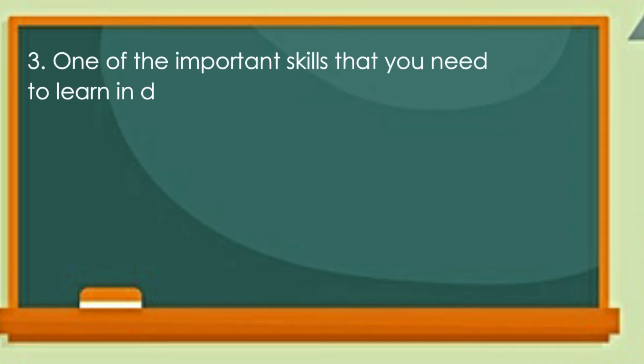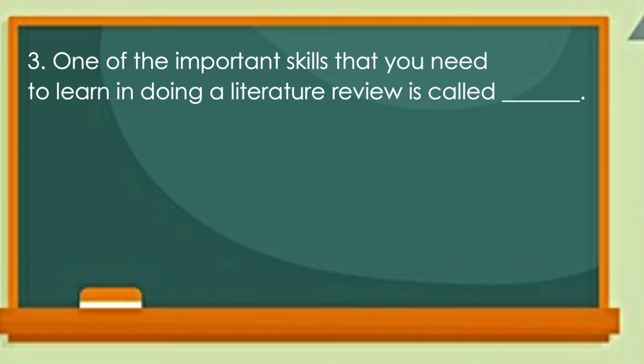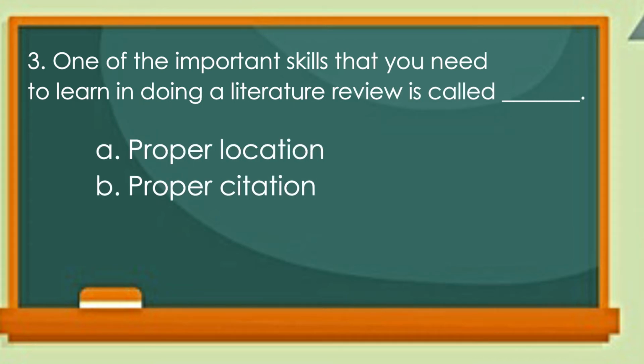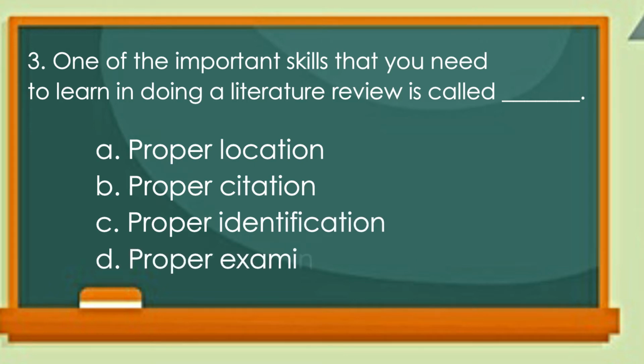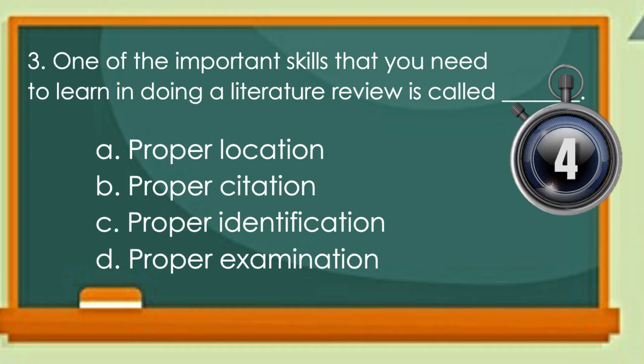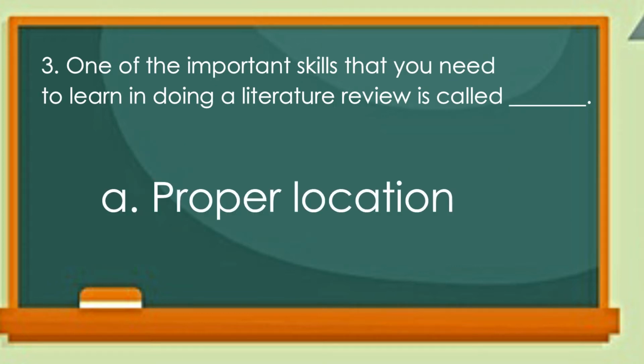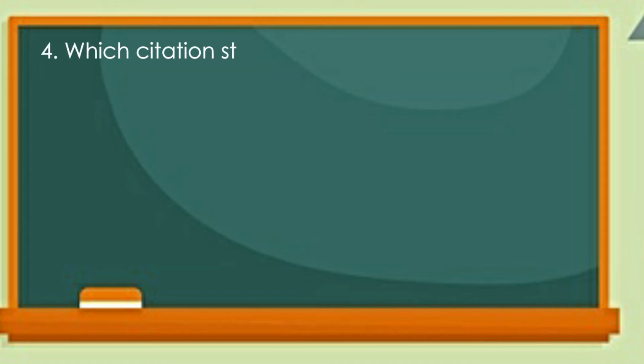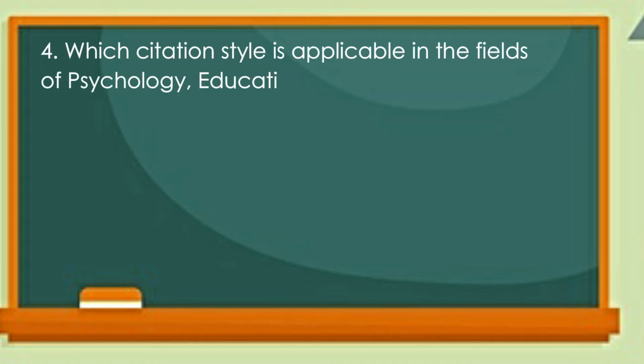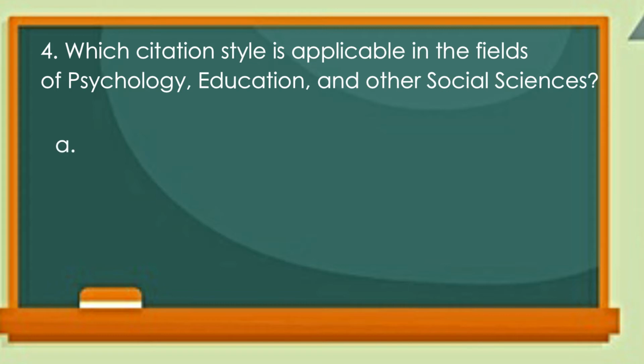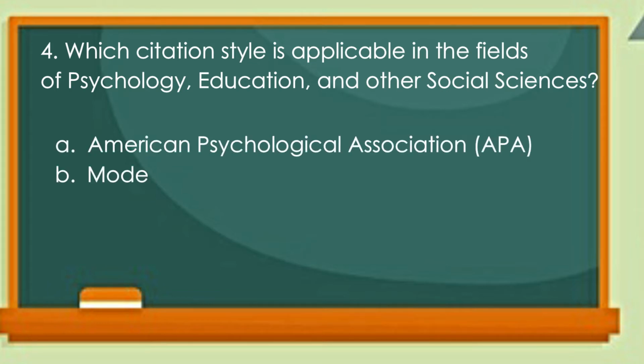For number 3, one of the important skills that you need to learn in doing a literature review is called blank. A. Proper location. B. Proper citation. C. Proper identification. And D. Proper examination. The correct answer is letter A. Proper location.